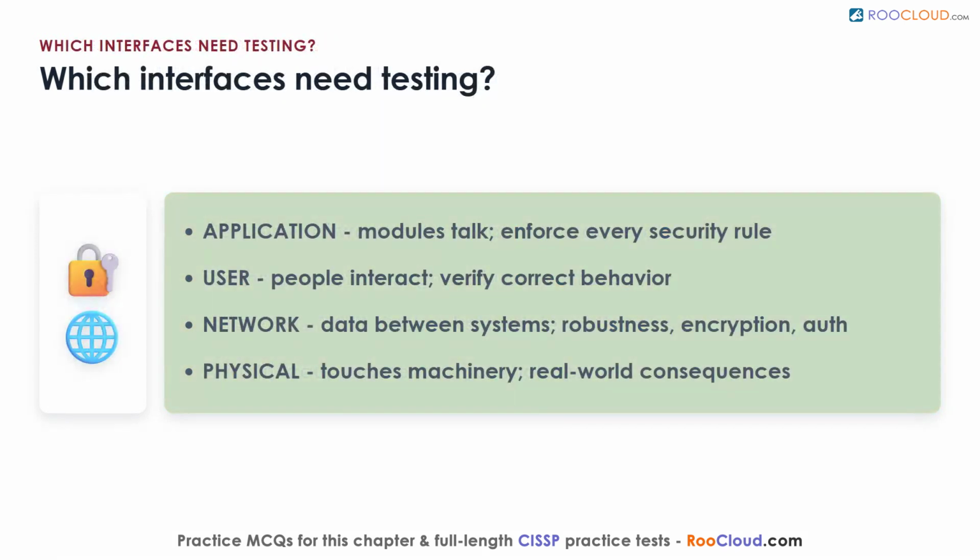Which interfaces actually need testing? Four kinds. Application programming interfaces let code modules talk to each other and often reach the outside world, so you confirm they enforce every security rule. User interfaces let people interact with the software, so you verify they behave correctly. Network interfaces carry data between systems, so you test the connection's robustness, its encryption, its authentication, and its error handling. And physical interfaces, which touch machinery or the real world, demand extra care, because a failure there can have real consequences. Test every seam, not just the obvious ones.